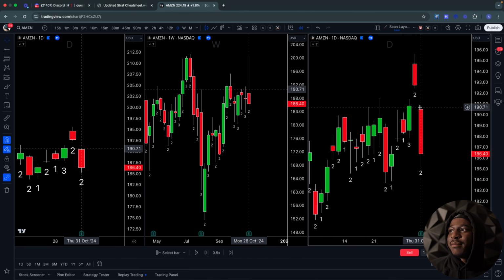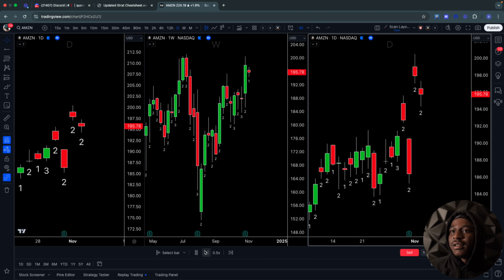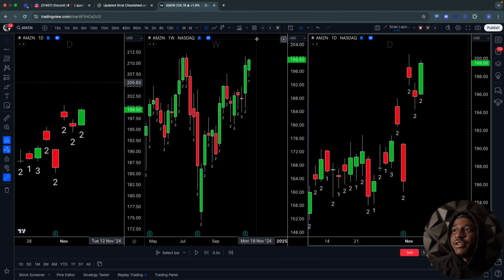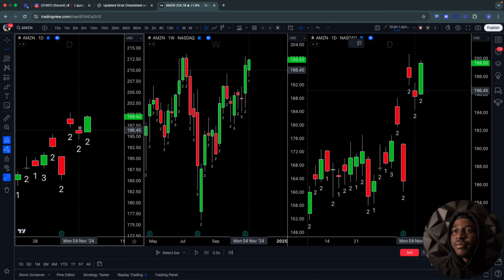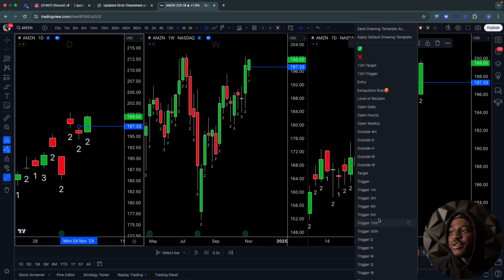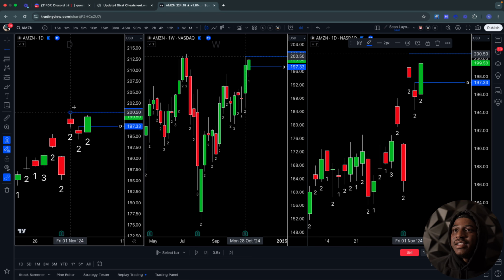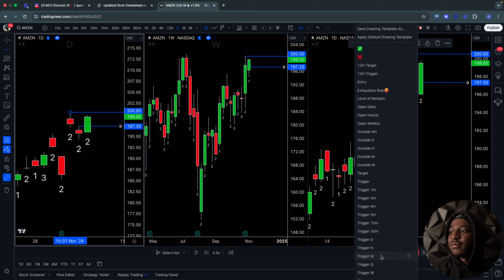Let's see if it's going to play out. Boom. Next candle opens up, goes bearish. Oh, it's playing, my bad. So right here, boom. You see right here, this is a 2-2 bullish reversal to the upside. That's the trigger on the daily time frame. As you can see, this is the trigger on the daily time frame. This is the target for the daily time frame.